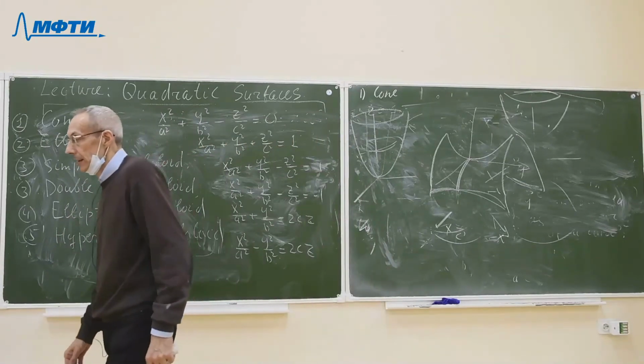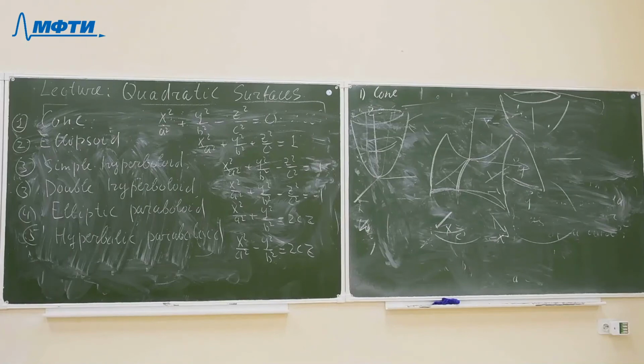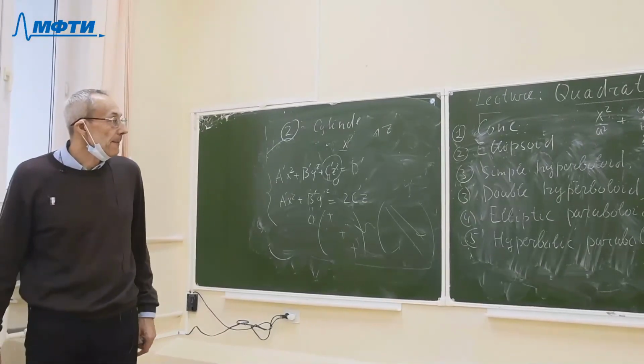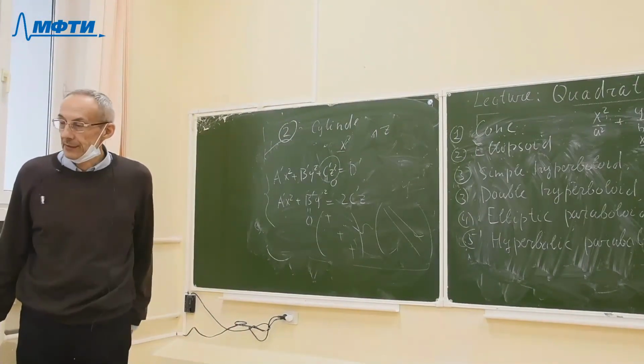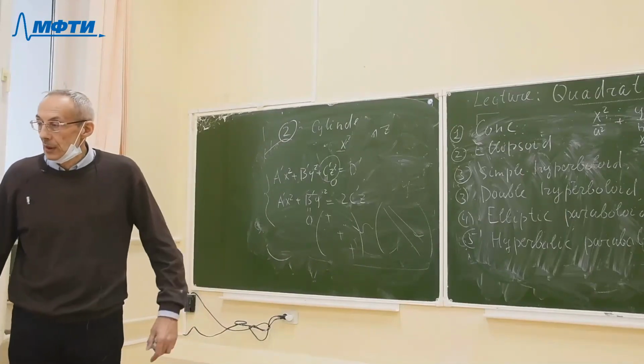And in the next lecture we will finish considering this example, and maybe we can understand better the form of the surfaces. Any questions?